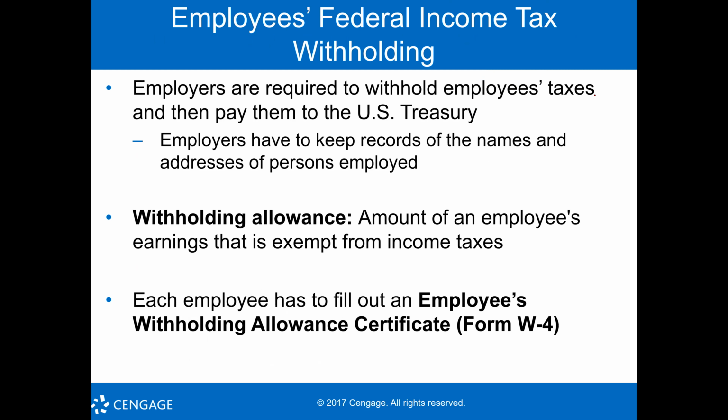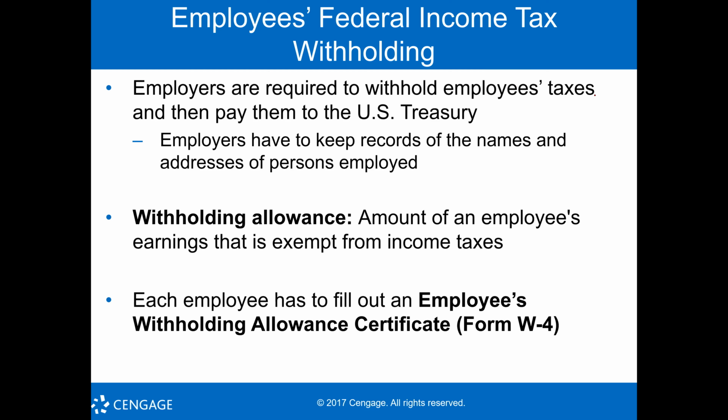Okay, so federal income tax withholding, the amount of federal income tax that is withheld from an employee's check, is based on a few different variables, like, for example, whether the person is married or single, how many withholding allowances the individual has, and then of course how much money the individual makes, the gross amount. And just like it shows here, employers are required to withhold employees' taxes and then pay them to the US Treasury.